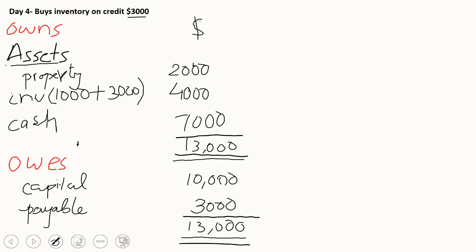So the dual effect of this transaction is inventory has gone up by 3,000 and payable has gone up by 3,000. What else is different in this example is now the business does not owe only to the owner of the business but to someone else as well. This capital was what business owed to the owner of the business, and now this is what business owes to someone else, and in this case it is supplier.